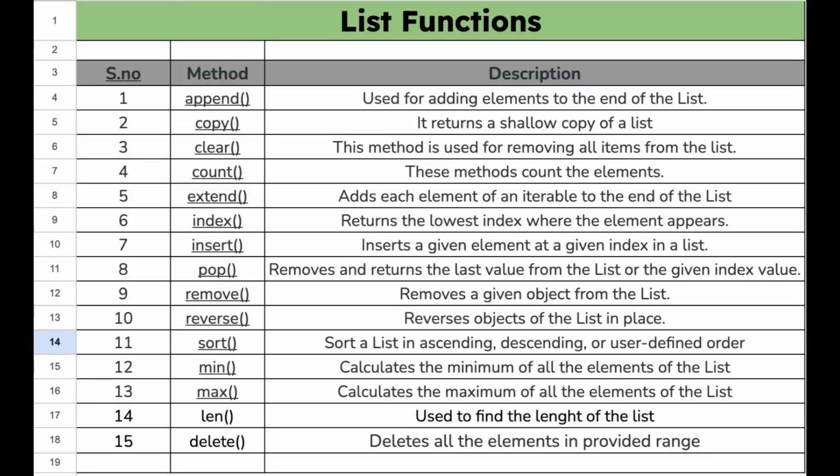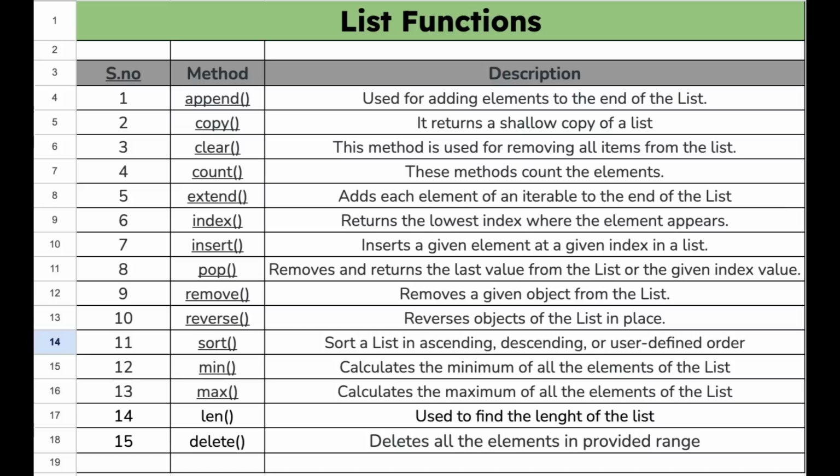Append method is used for adding elements to the end of the list. Copy method returns a shallow copy of a list. Clear method is used for removing all items from the list. Count method counts the elements. Extend method adds each element of an iterable to the end of the list. Index method returns the lowest index where the element appears. Insert method inserts a given element at a given index in a list. Pop method removes and returns the last value from the list or the given index value.